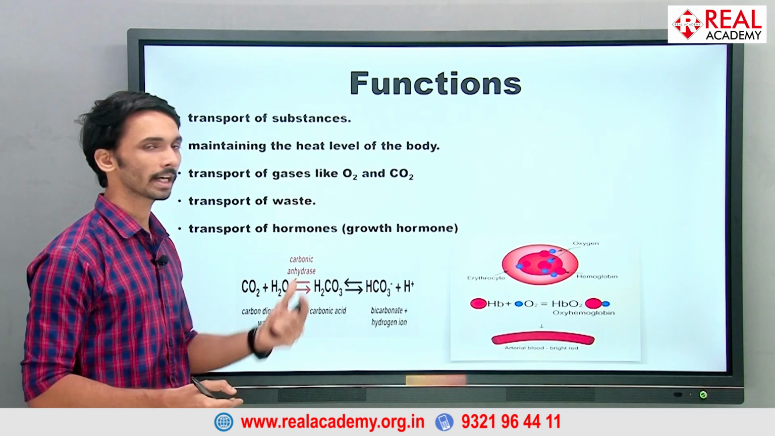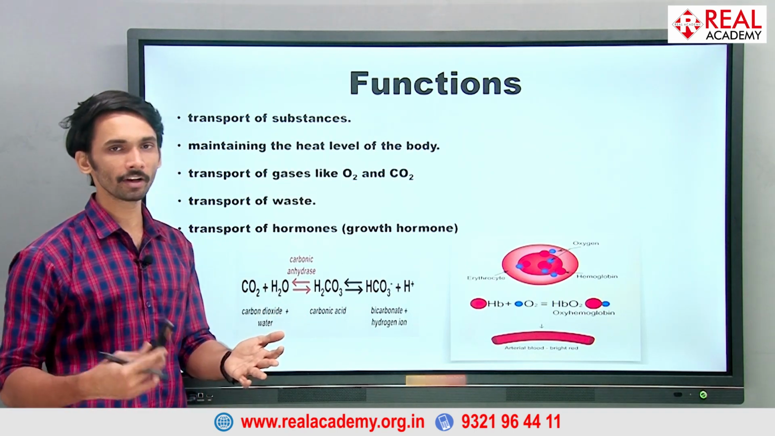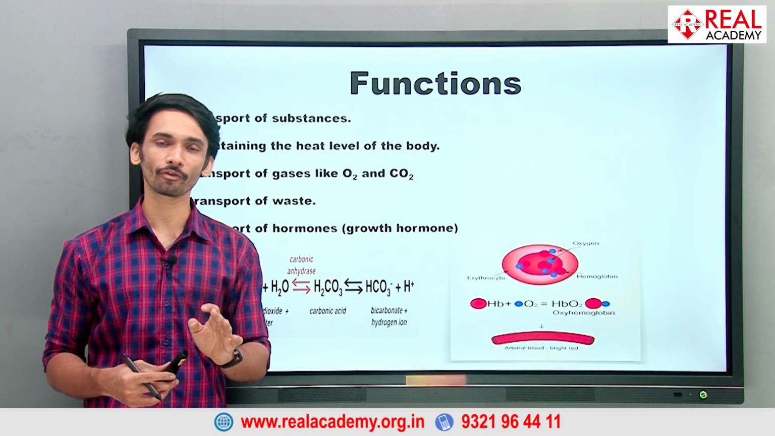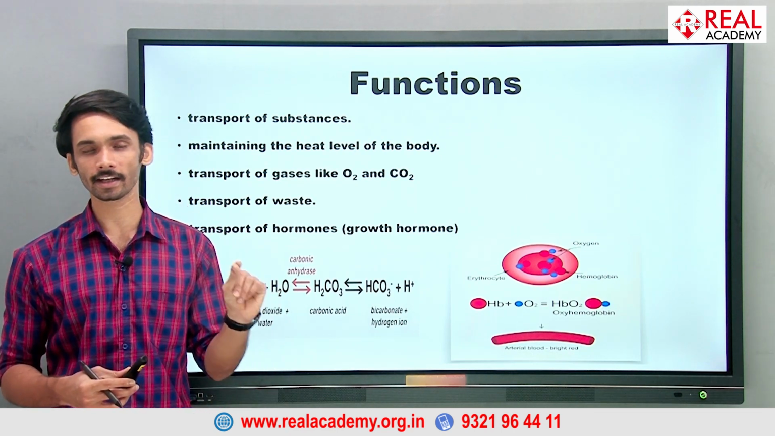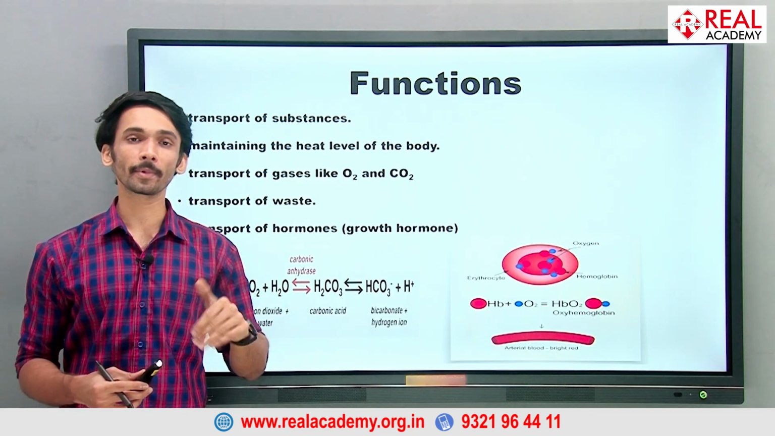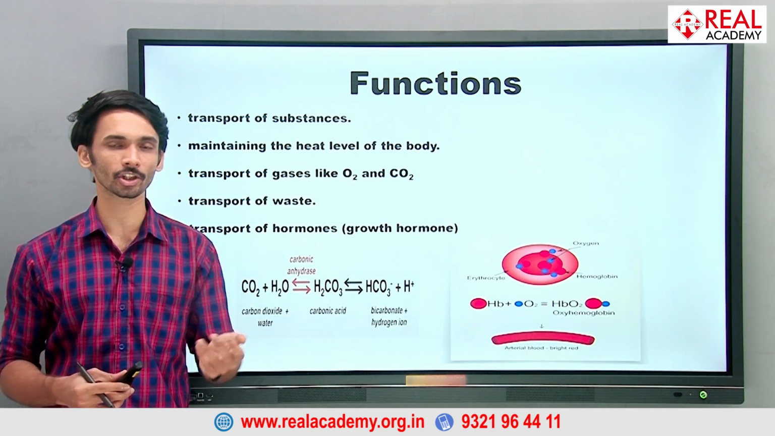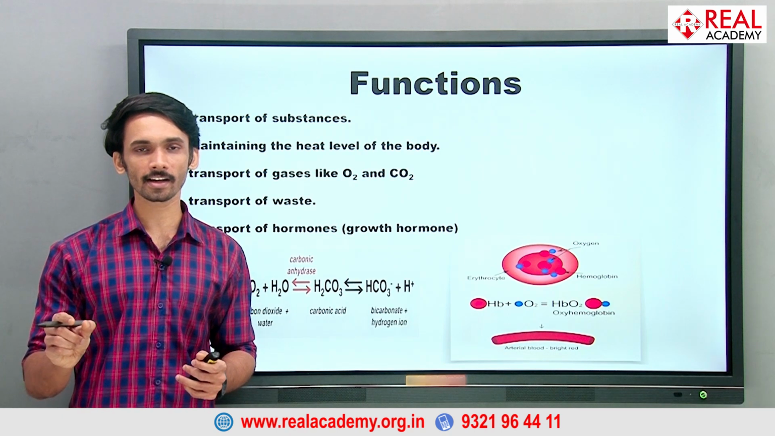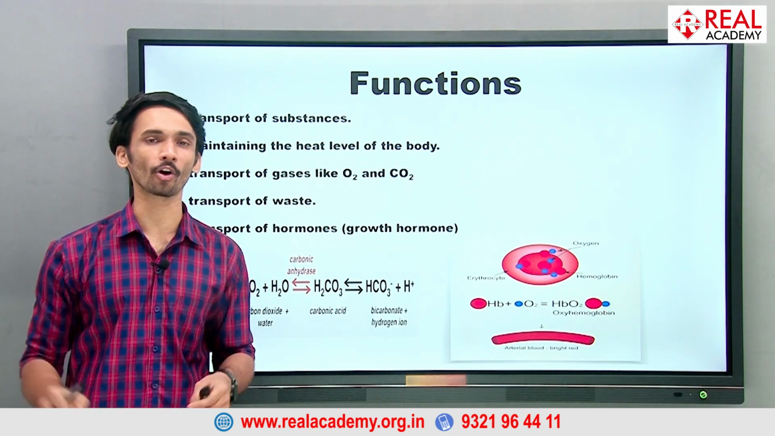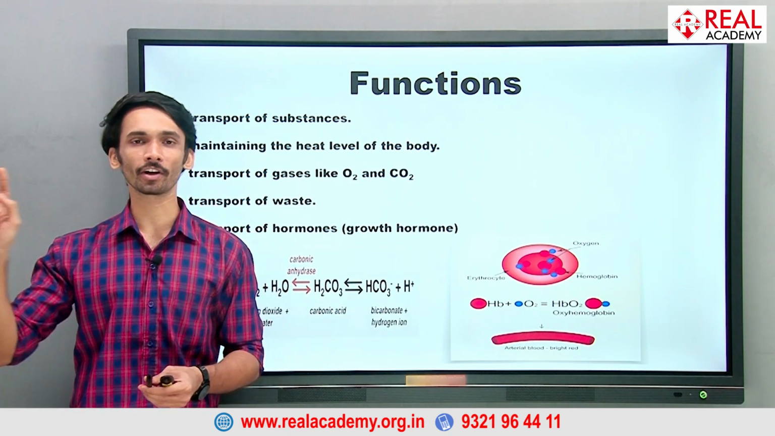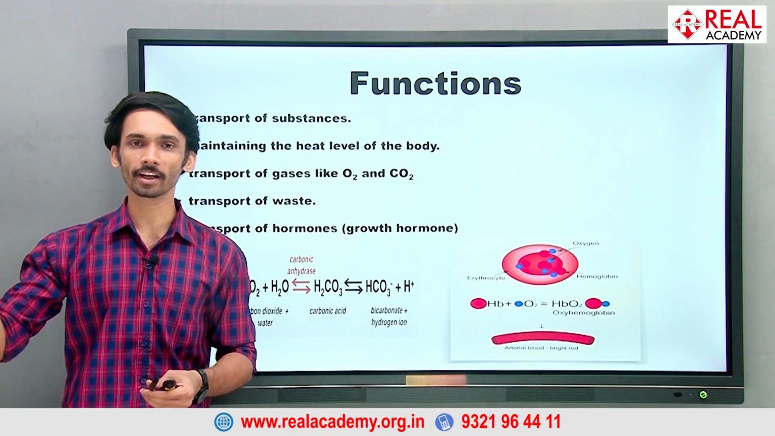Next one, maintaining the heat level of your body. Your blood is flowing everywhere, and that blood maintains the temperature of your body at 37 degrees Celsius. That's the temperature we have. The temperature may increase if we have any bacterial infection or viral infection. The temperature can increase from 37 degrees Celsius to 100 degrees Celsius? No, it's wrong. From 37 degrees Celsius to just 41 degrees Celsius. No more than 41 degrees Celsius.